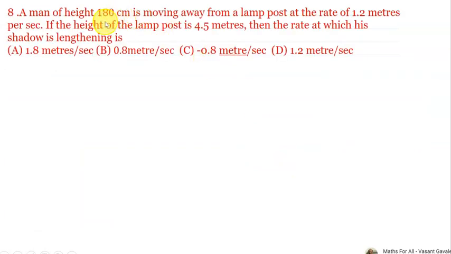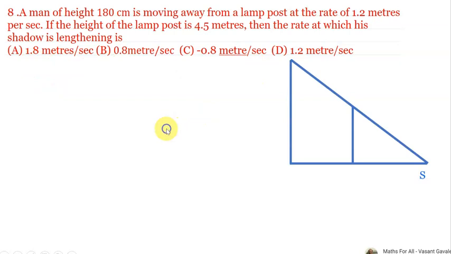Next example. A man of height 180 centimeter is moving away from a lamp post at the rate of 1.2 meters per second. If the height of the lamp post is 4.5 meters, then the rate at which his shadow is lengthening is. Okay, these are the options.